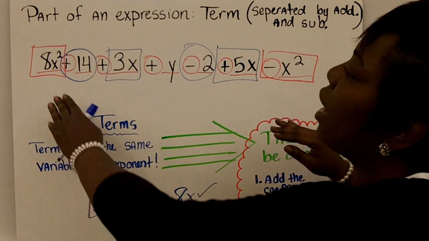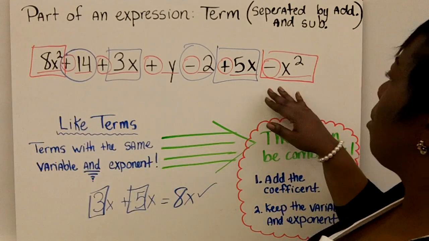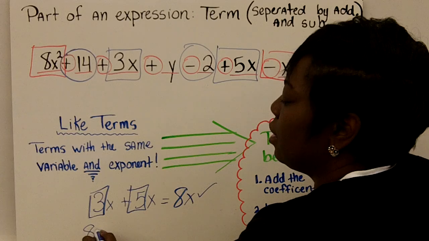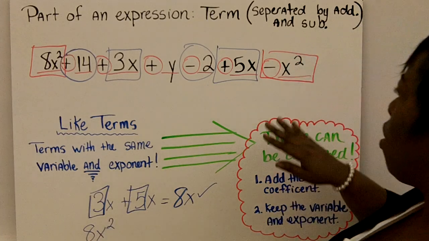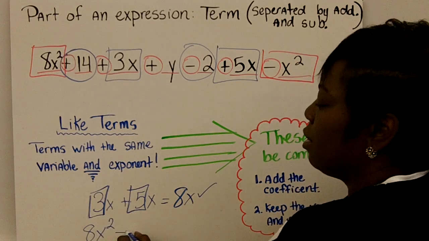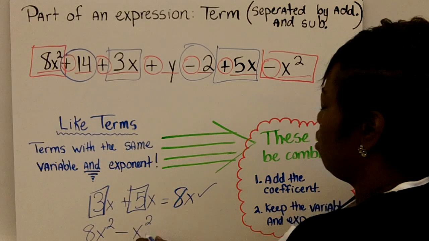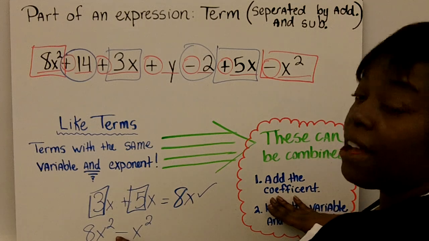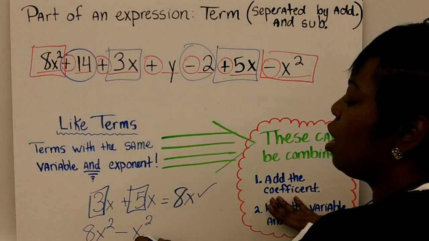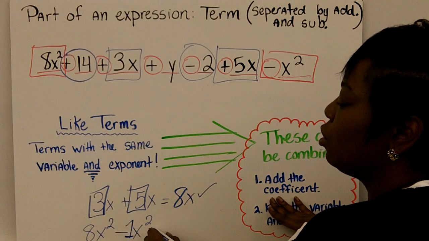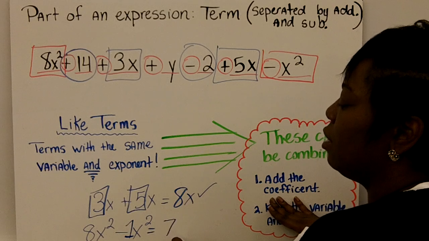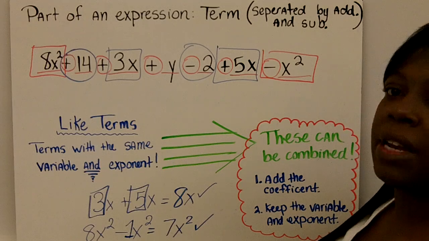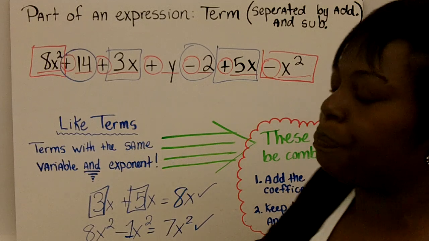I can also combine 8x squared minus x squared. If we have 8x squared and we are subtracting x squared, step number 1 says to add the coefficients, but sometimes you have to subtract the coefficients. There's an understood 1 here, so 8 minus 1 is 7. Keep the variable, keep the exponent, 7x to the second power.